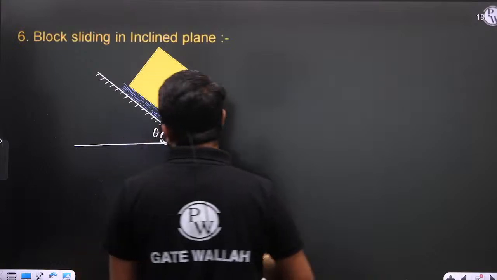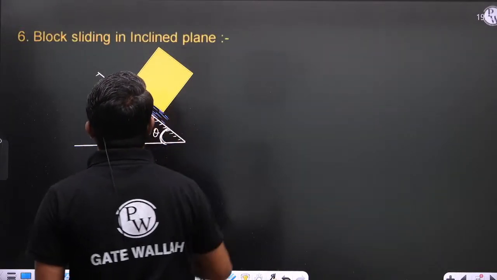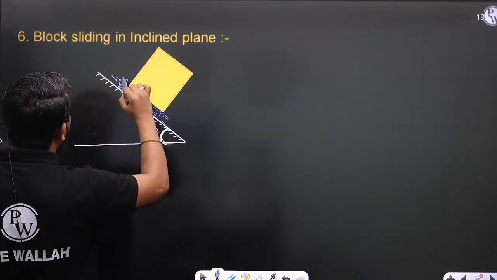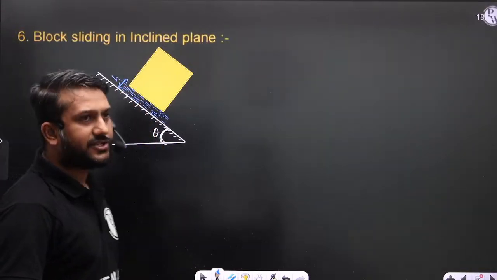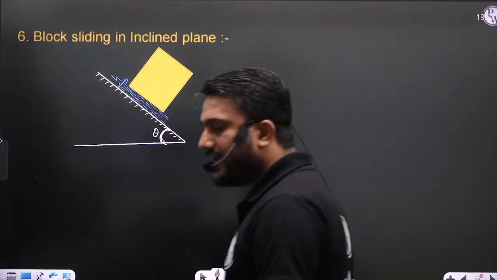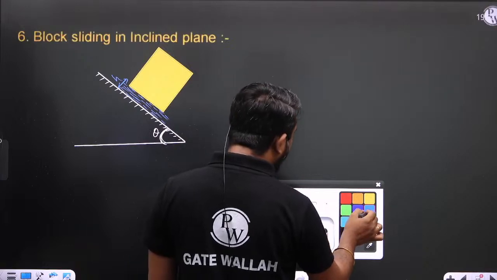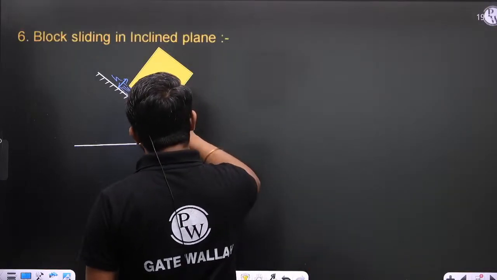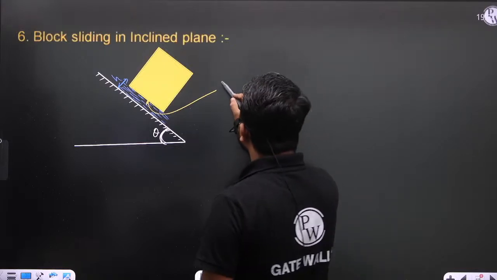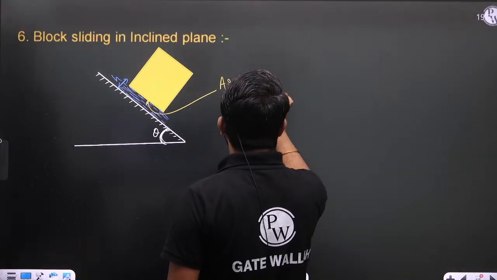And let us consider the thickness of the lubricant is H. And the area of the block which is in contact with the lubricant, let us consider that area is A.